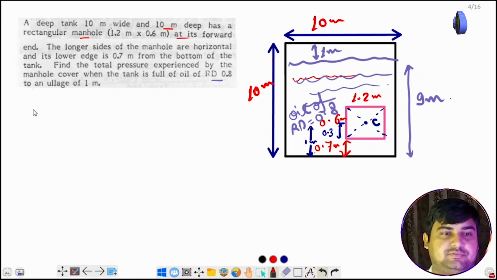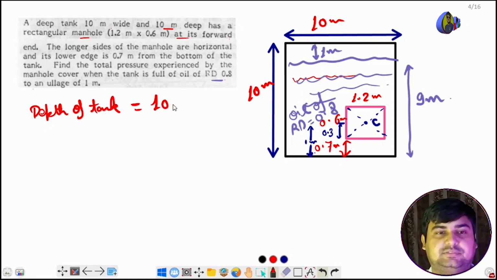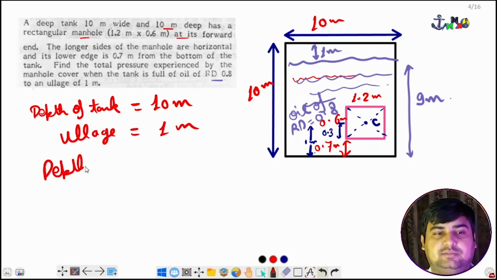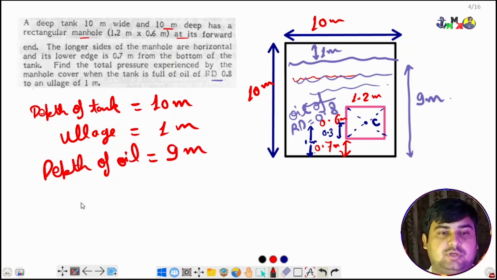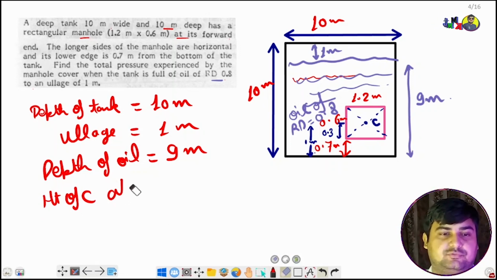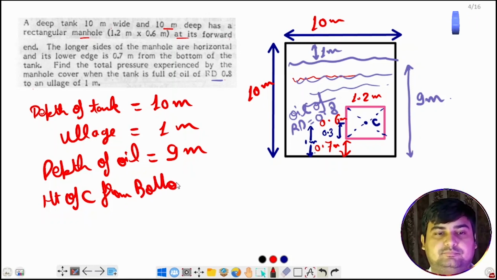So as we know, the depth of the tank is 10 meters. Then the ullage is 1 meter. So the depth of oil is 9 meters, and this we know. Now we need to find the height of C below the surface. The height of C above the bottom will be 1 meter from the bottom of the tank. Height of C from the bottom of the tank is 1 meter.